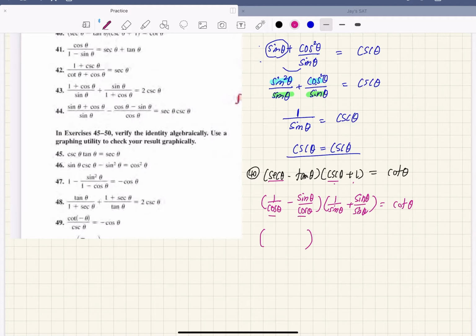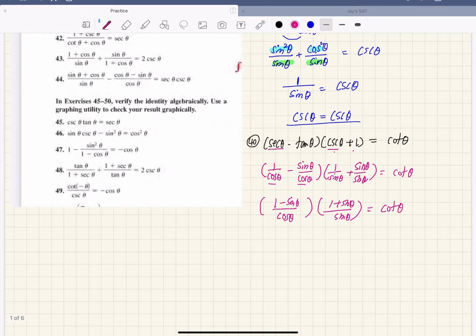In the first two fractions, you can do subtraction because cosine theta is the common denominator. So 1 minus sine theta over cosine theta. The other fraction, 1 plus sine theta over sine theta. Right side should be the same. And then you multiply these two fractions. So the denominator is cosine theta times sine theta. Numerator, 1 minus sine theta times 1 plus sine theta. It's like an a minus b times a plus b form.